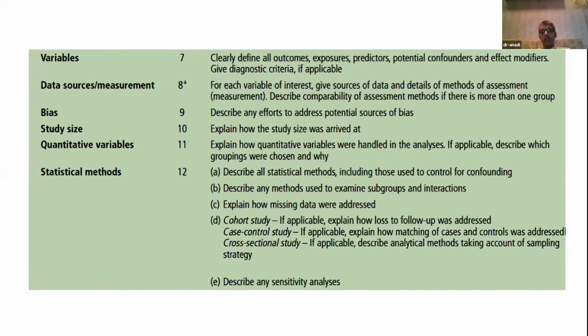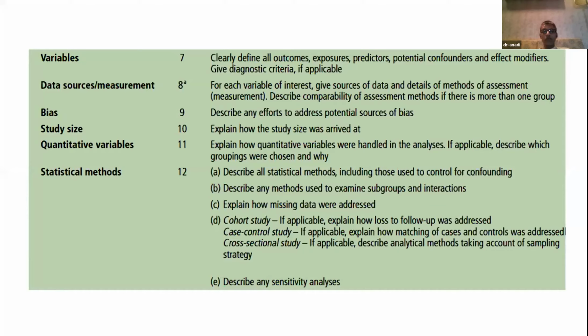Number 7: clearly define all outcomes, exposures, predictors, potential confounders and effect modifiers. Give diagnostic criteria if applicable. Data source or measurement for each variable of interest. Give sources of data and details of methods of assessment and measurement.